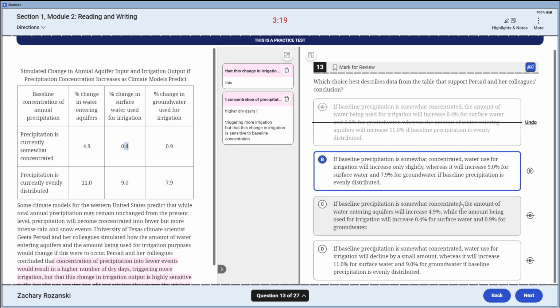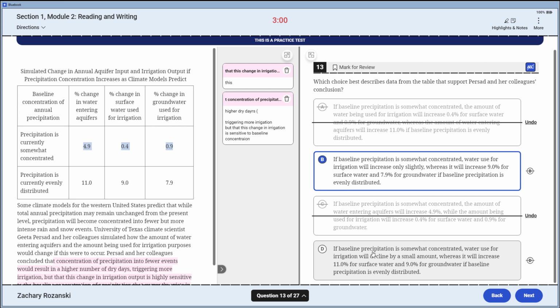If baseline precipitation is somewhat concentrated, the amount of water entering aquifers will increase. Once again, I don't like this conversation about aquifers, while the amount being used for irrigation will increase 0.4. So this is just one lens. It's not engaging with the sensitive to baseline concentration concept, right? So that fails for that lens.